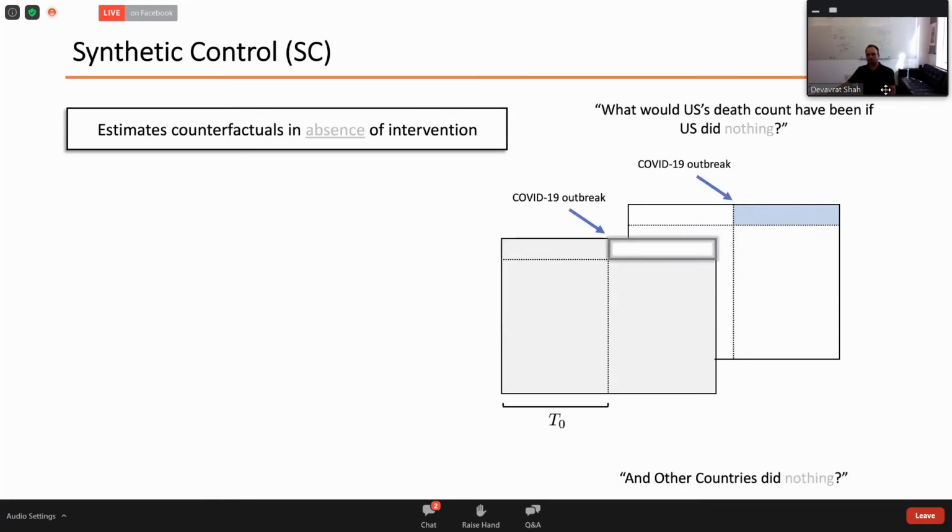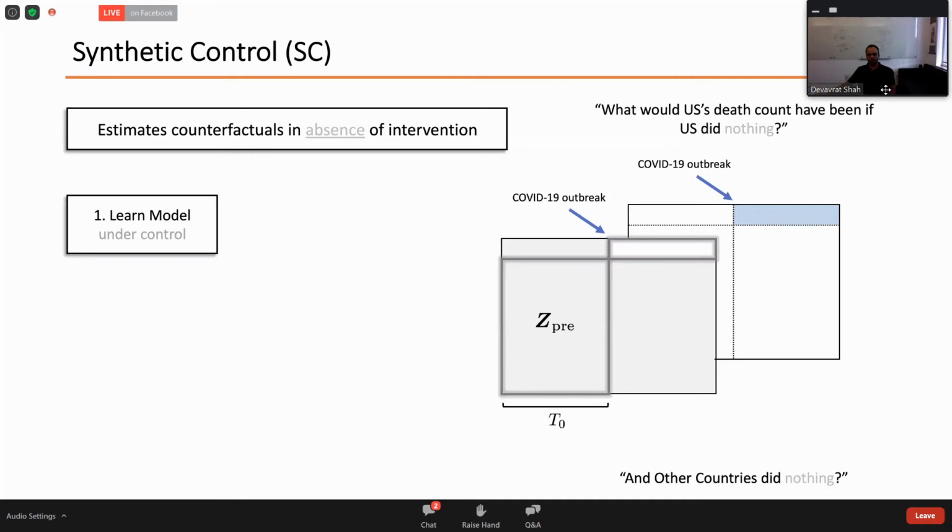So going back to our setting, let's imagine that we want to understand what would happen to the United States if it did nothing, not even low mobility restrictions, so no restriction. And let's assume that there are other countries out there in the world which also did nothing after day zero. Then what we can do is try to learn the relationship between outcomes of the United States.